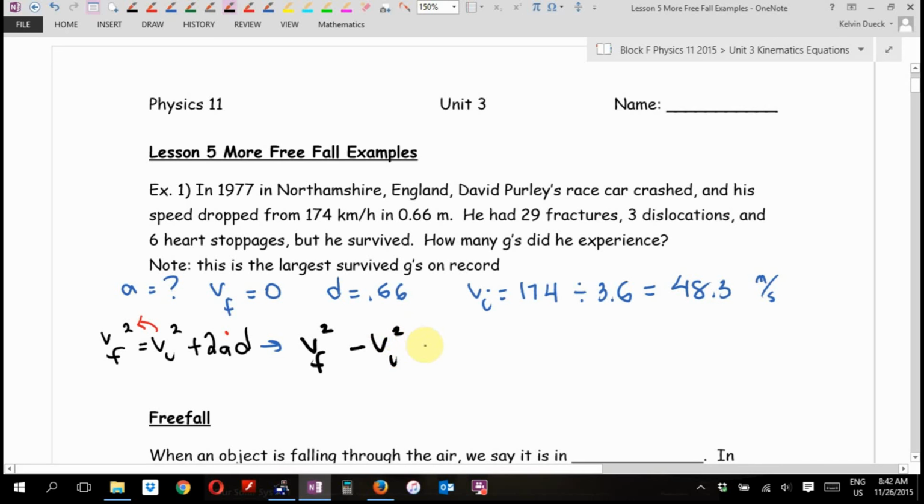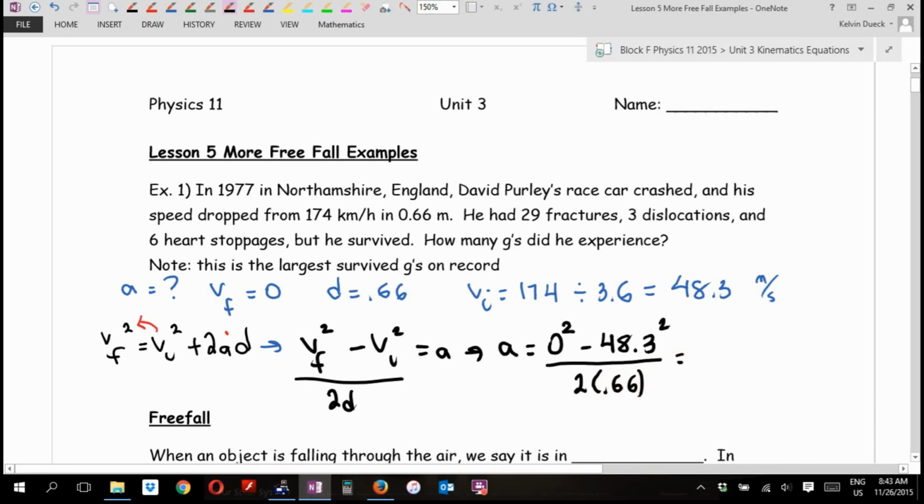And what that would leave me with, don't write this down, the 2AD would drop down, except what am I trying to get by itself? How can I move the 2 and the D over? Divide, you say? So if I hear you correctly, that's what you're saying. All right, let's plug and chug. A equals VF squared minus VI squared. I'm going to write 48.3 squared, but I'll use my answer button there just because I'm a nerd. All over 2 times 0.66.